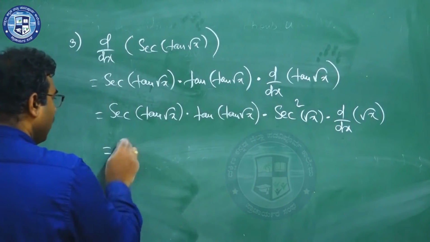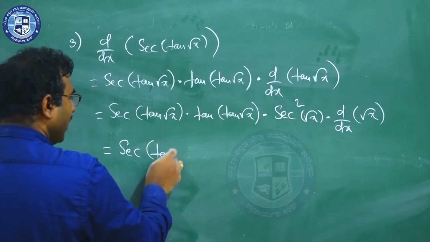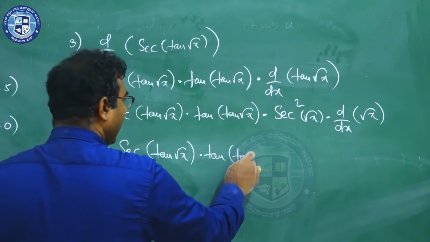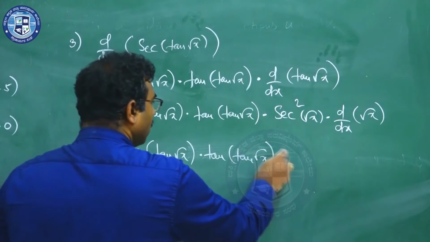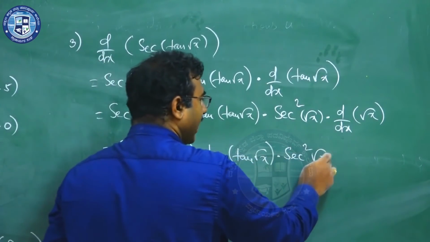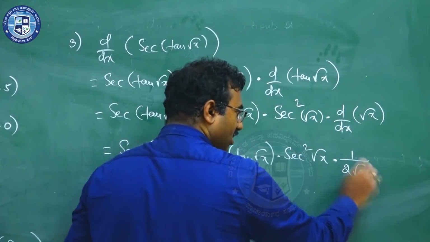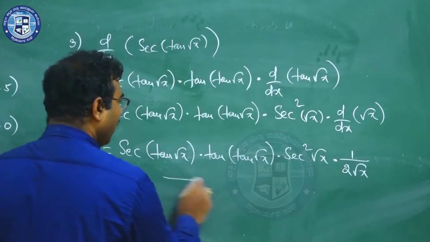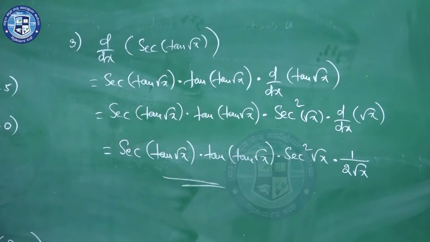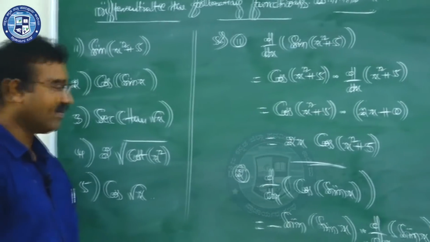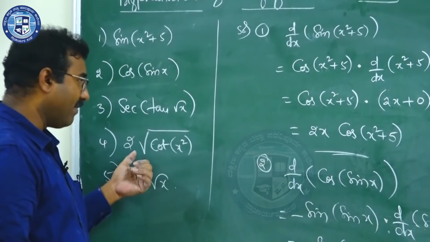So, what we are getting now, secant tan root x into tan of tan root x into secant square root x into d by dx of root x is 1 by 2 root x. So, this will be the derivative of d by dx of secant tan root x. Secant tan root x derivative is this. Now, we go for the problem number 4.